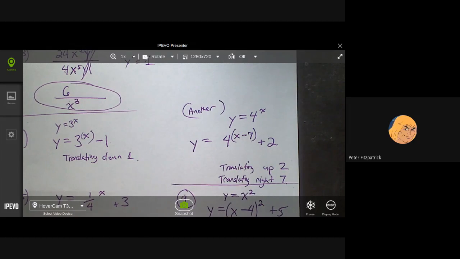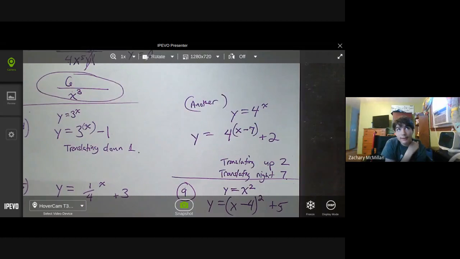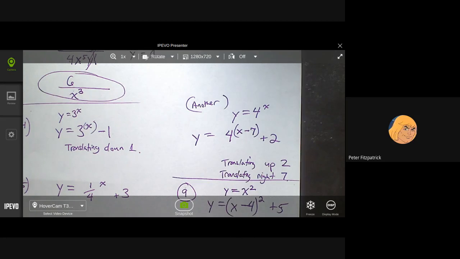We're translating. Okay, Zach, is this moving to the right or to the left if I do x minus 4? To the left. Unfortunately, you guessed wrong, because if it moved to the left, I would have to see a plus sign here. It's x minus h. So that actually means the h is a positive 4. The vertex is actually at positive 4 instead of at the origin.